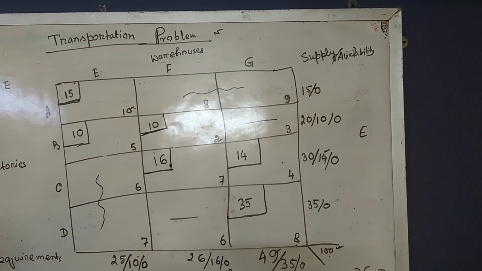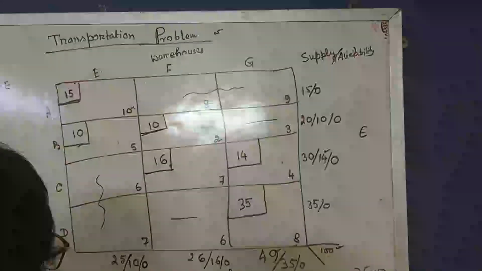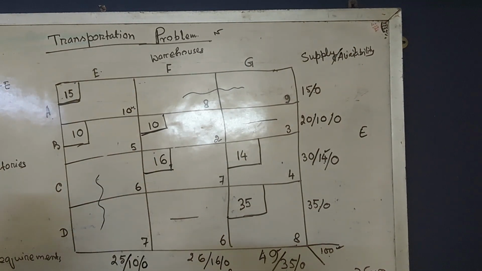And you will multiply, then you will get the amount as 150, plus 50, plus 20, plus 16 into 7, plus 14 into 4, that means 56, plus 35 into 8, and the total is 668. This is the total transportation cost for the initial solution, basic solution.